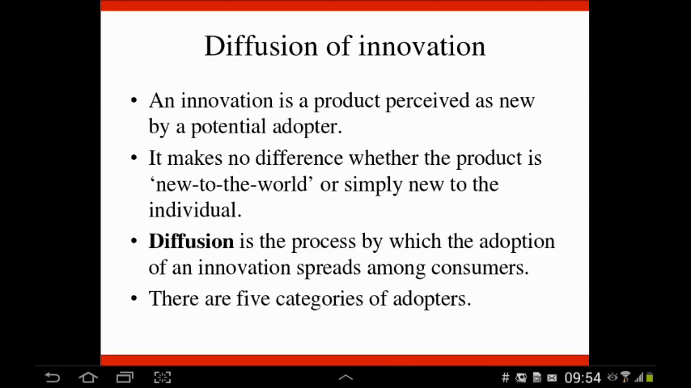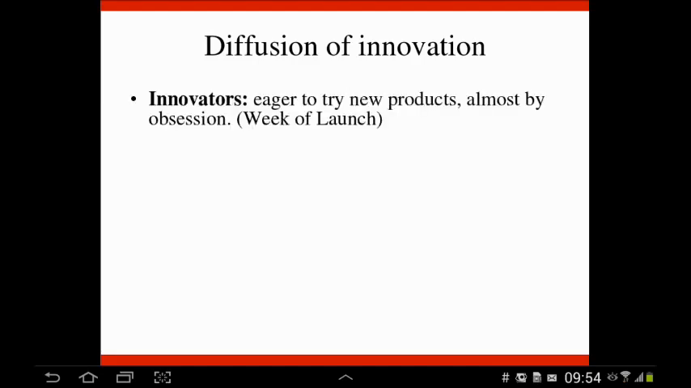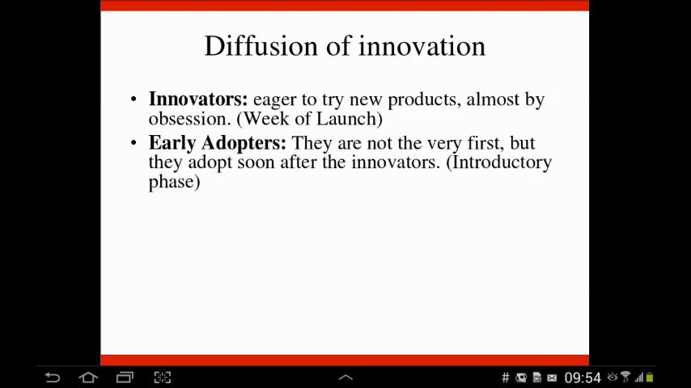And there are 5 categories of adopters. Number 1, innovators. These are the people that are so excited. When there's a new product that comes out, they buy it in the first week. They are waiting there in line in front of the shop to buy the product. Then you get the early adopters. These are the people that usually buy in the first year, or in the introduction phase. They want to adopt the product.